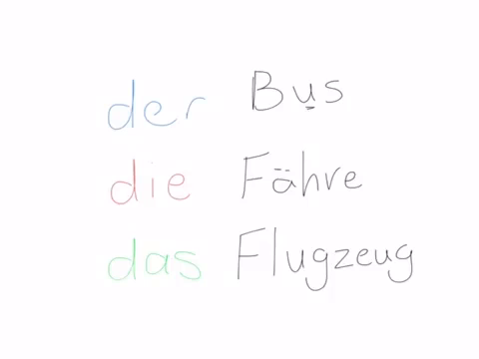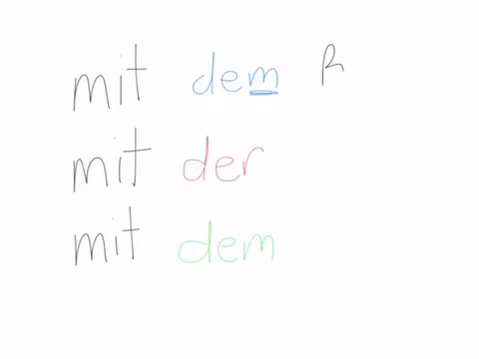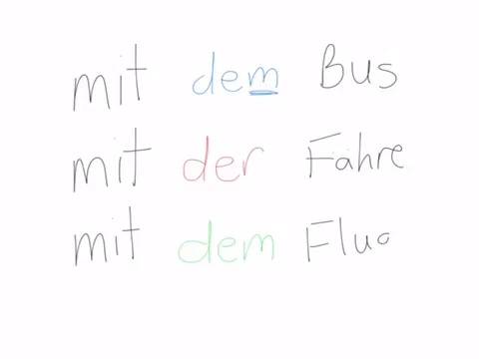So now let's have a look at what happens when we use them with mit. Firstly, with der Bus, if we want to say that we're going by bus, we say mit dem. The der becomes a dem instead. Mit dem Bus. The ferry, the D word, becomes mit der. And the das word also becomes a dem. So what we end up with is mit dem Bus, mit der Fähre, and mit dem Flugzeug. As I said before, if you can remember that the der and the das with mit do the same thing, then you're over halfway to remembering for every time you use them.